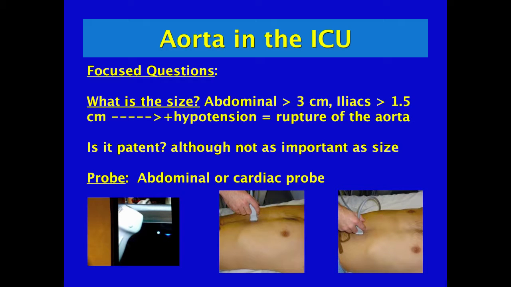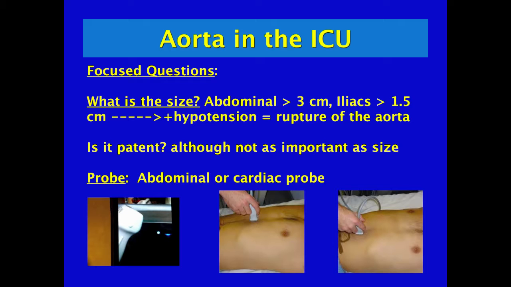First, just like any other ultrasound application, we must talk about our focused questions. One question is, what is the size? The normal size for abdominal aorta is less than 3 centimeters, and the normal size for the iliacs is less than 1.5 centimeters. So if you have greater than 3 centimeters, or greater than 1.5 centimeters in the iliacs, you have abdominal or iliac aneurysms.